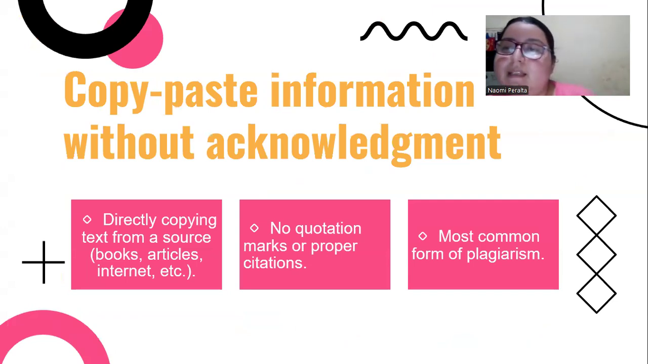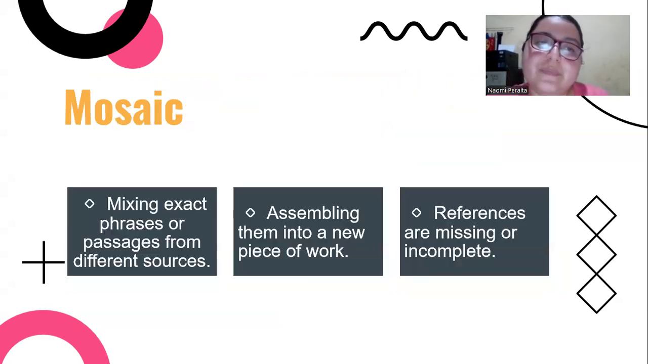Actually, I have seen that this is really common with preteens, like 13, 14, 15 years old, when they're making academic work. So this is really hard. It's directly copying text from a source, like you find it, you just make a capture and paste it in Word. That is copy-paste information. And there are no proper quotation marks or proper citations. Sometimes we don't even have any of these.